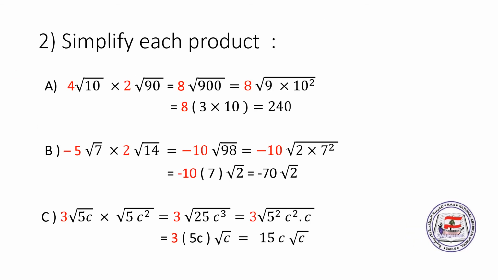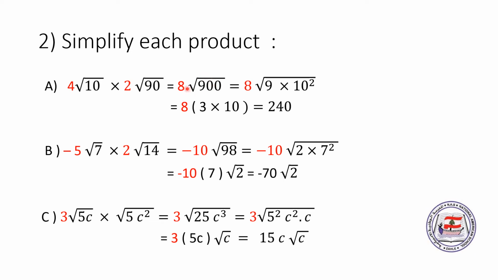In the second part of this video, we'll learn how to multiply products when we have mixed numbers, integers with radicals. So in part A, 4 radical 10 times 2 radical 90. In this case, we need to multiply 4 by 2 and we will get 8. Then square root of 10 by square root of 90 and we will get square root of 900.